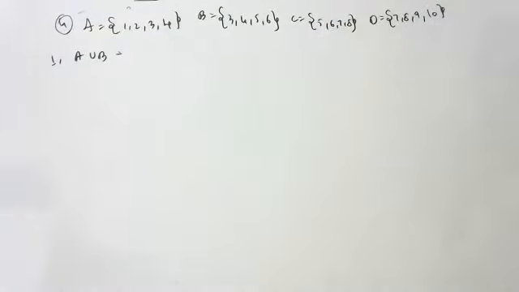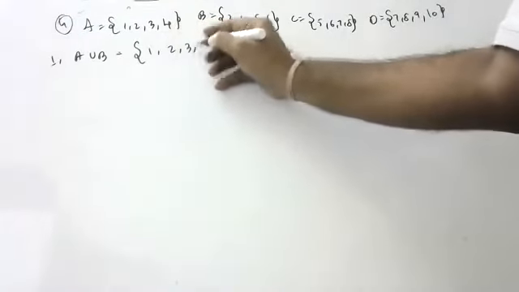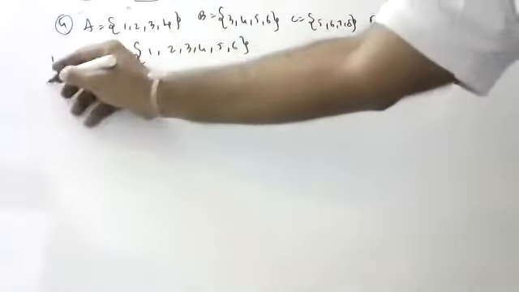Anyone, student? 1, 2, 3, 4, 5, 6. That's it. 3 and 4 are there two times, but you write them down only one time, children.